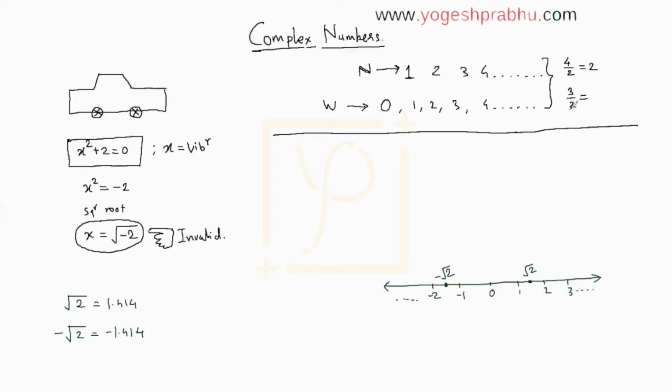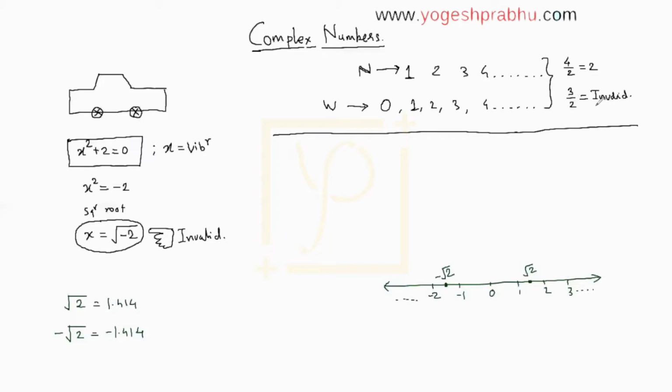When you do 3 by 2, yes, now you know the answer is 1.5. But back then, you never had a number between 1 and 2. After 1, the next number you have is 2. There is no 1.5. So 3 by 2 was also an invalid operation. I hope you can understand, right? Because the number system was not complete, people used to say that this operation is simply invalid.